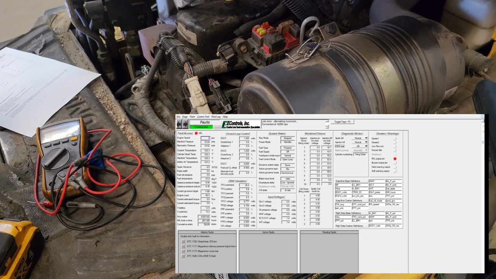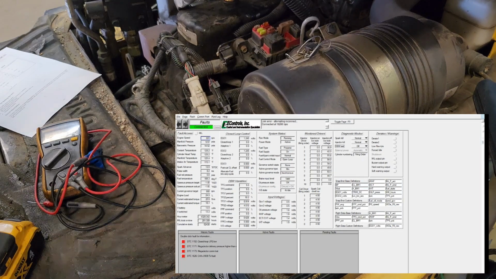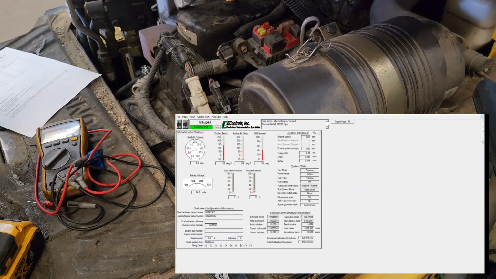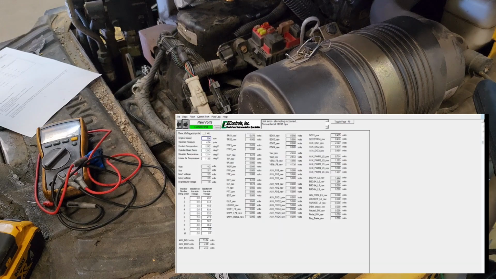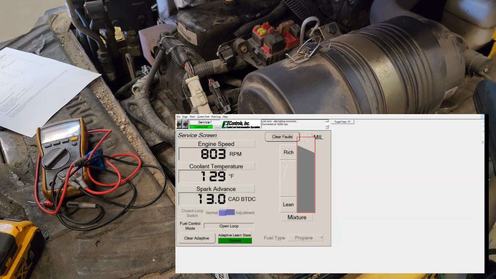Okay, so we are connected again with the software. I haven't erased the DTCs yet. So let us start this again. Cranking. Okay. So right now the MIL light is off. That's a good indication that we took care of the code.